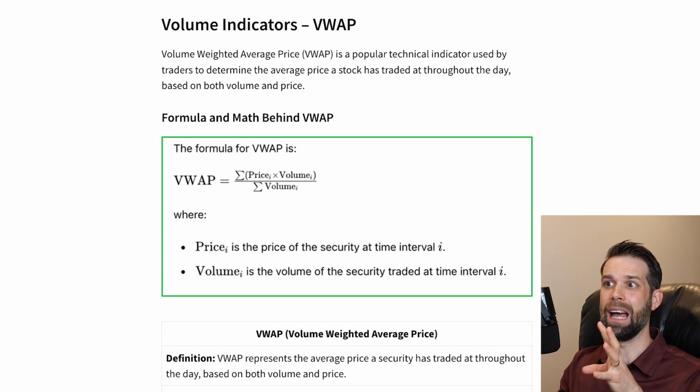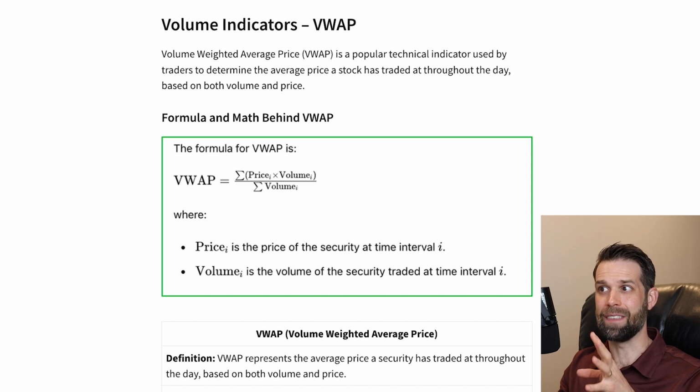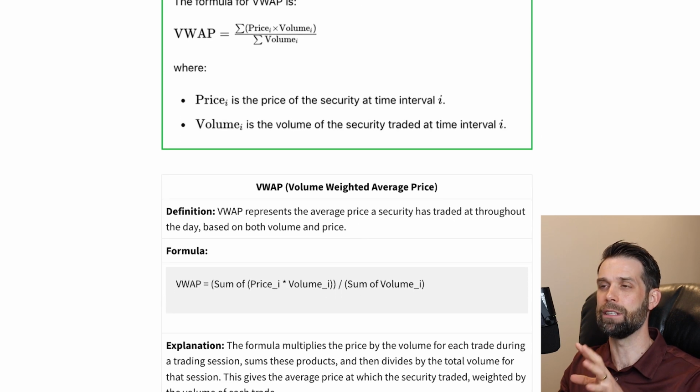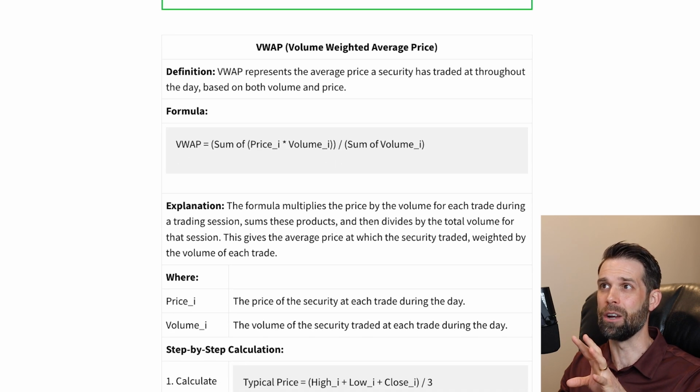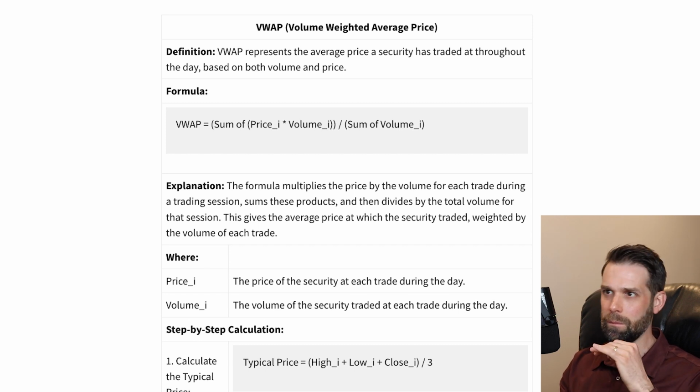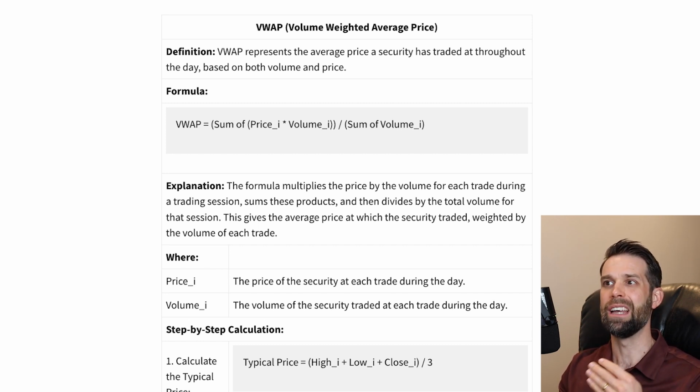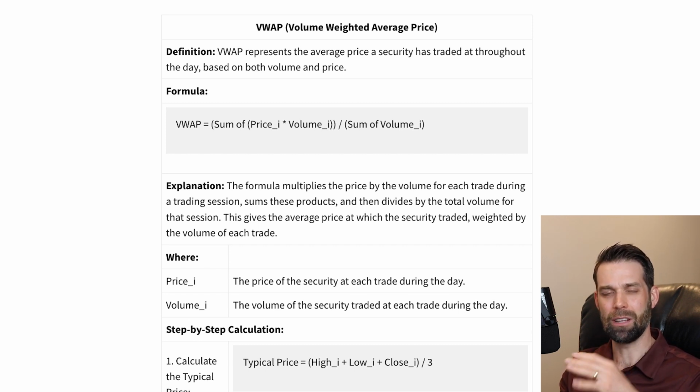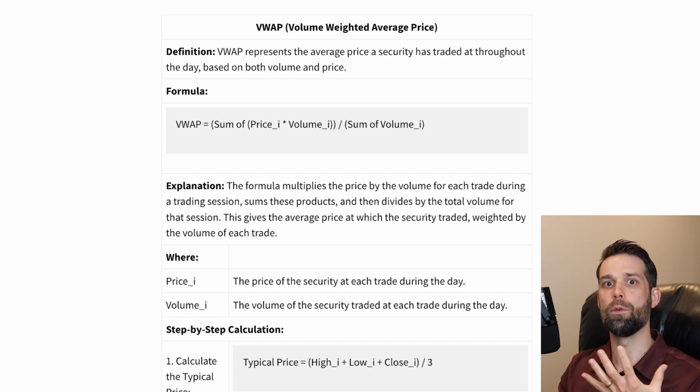Price is the price of the security at the time interval, and volume is all the security traded that day. We'll dive into this in more detail, because I think it's important. When you look at the math, sometimes you might want to click away and not continue watching. But if you get a fundamental understanding of the math behind some of these formulas, it's just going to help you realize what's happening.